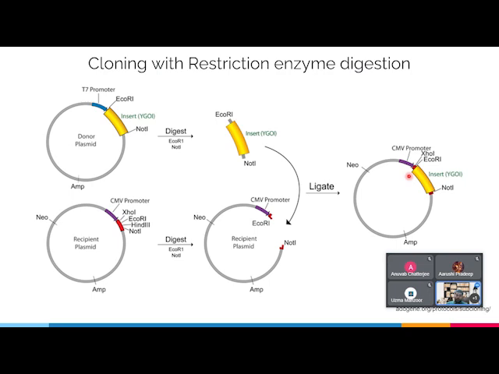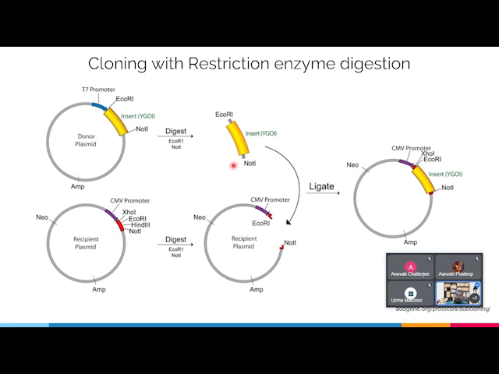This is cloning with restriction enzyme digestion. So what more can we do? As you know, as we just discussed, restriction enzymes recognize a specific DNA sequence. What if the DNA sequences that your vector has are not present on your insert? Say you had your EcoRI and NotI sites present on your vector, but your insert did not have those sites. So how will we ligate both of them?